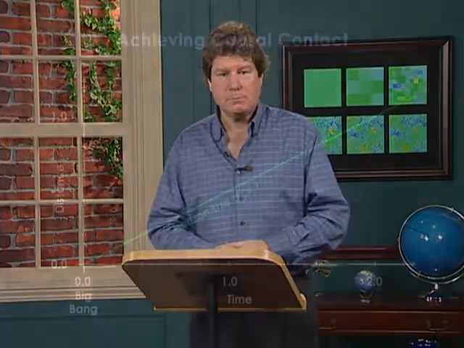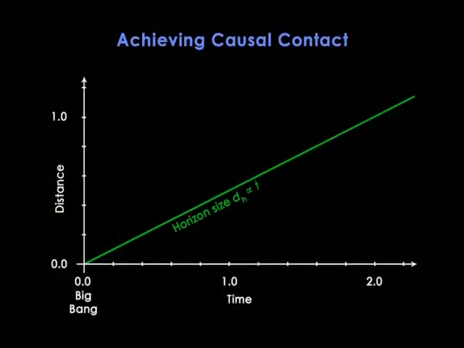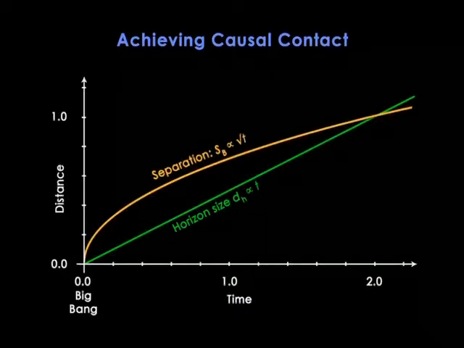Well, let's look at how the graphs of these two distances grow with time. Here's the steady growth of A's horizon, dH. It grows proportional to time, getting bigger at roughly light speed. Now here's the separation, SB, between A and B.